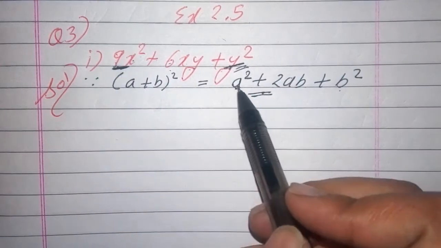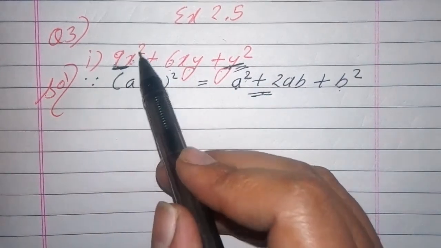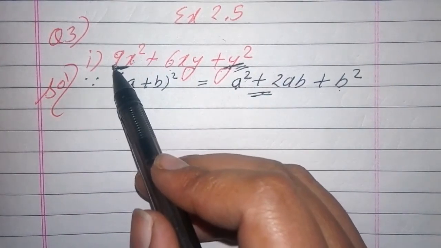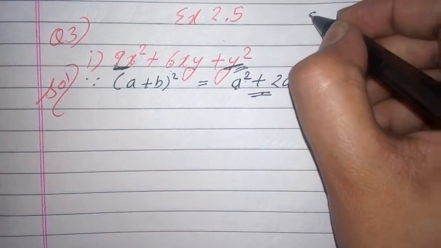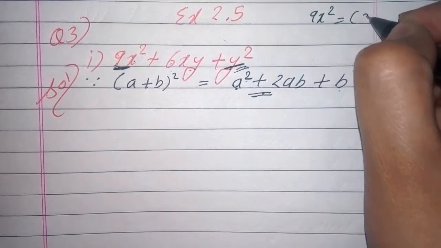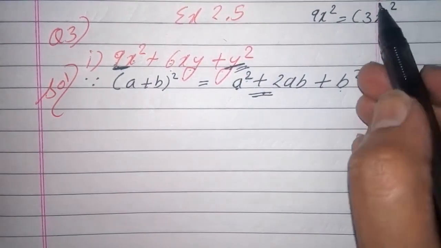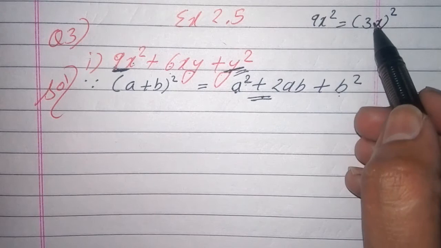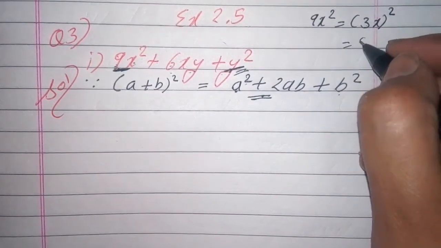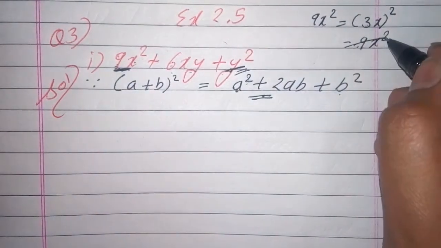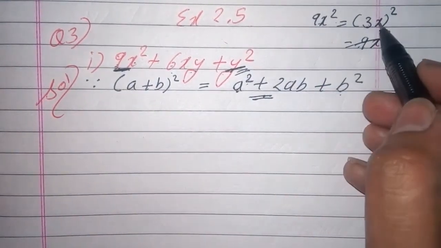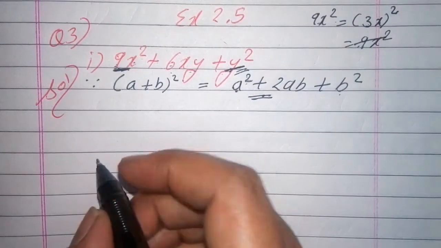This is a square and this is 9x square. 9 is the square of 3. So we can write 9x square as the whole square of 3x, because when we open this bracket, the square of 3 is 9 and the square of x is x square. So it becomes 9x square.